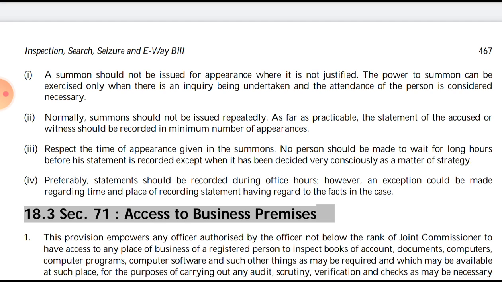However, an exception could be made regarding the time and the place of recording. It should be done during office hours, but an exception can be made regarding the time. For instance, if office hours are from 10 to 6, on the first day they may be called from 10 to 1, with no ending time prescribed, and the next day at 3 p.m. This timing can differ, but it is between the officer and the place of recording the statement, having regard to the facts of the case.